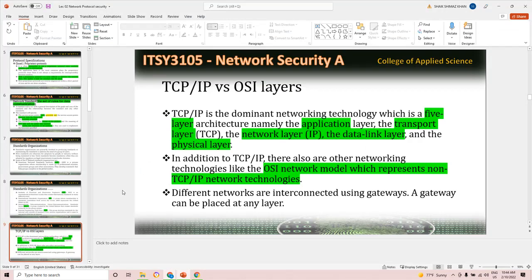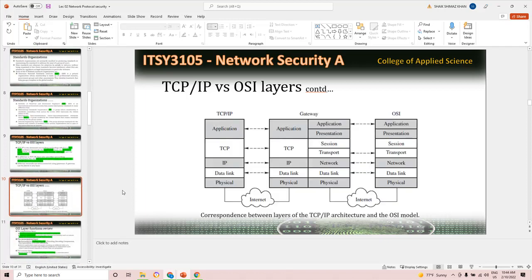So in this slide, students, we are just comparing the TCP and OSI layers. Already I have given that. Once again they are also giving it here. So TCP application layer. This is the transport layer. In the transport layer, only the TCP protocol is there in the TCP/IP layers. Then this is the network layer, IP protocol, data link layer, physical layer. This is the OSI: application, presentation, session, transport, network, data link, and physical.